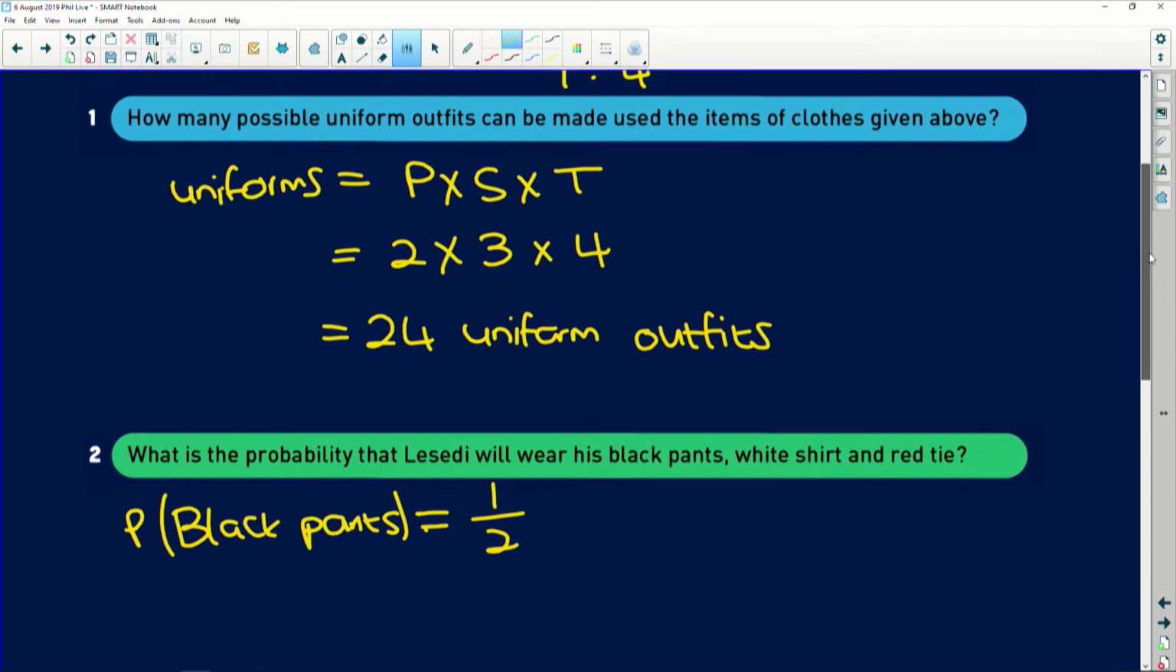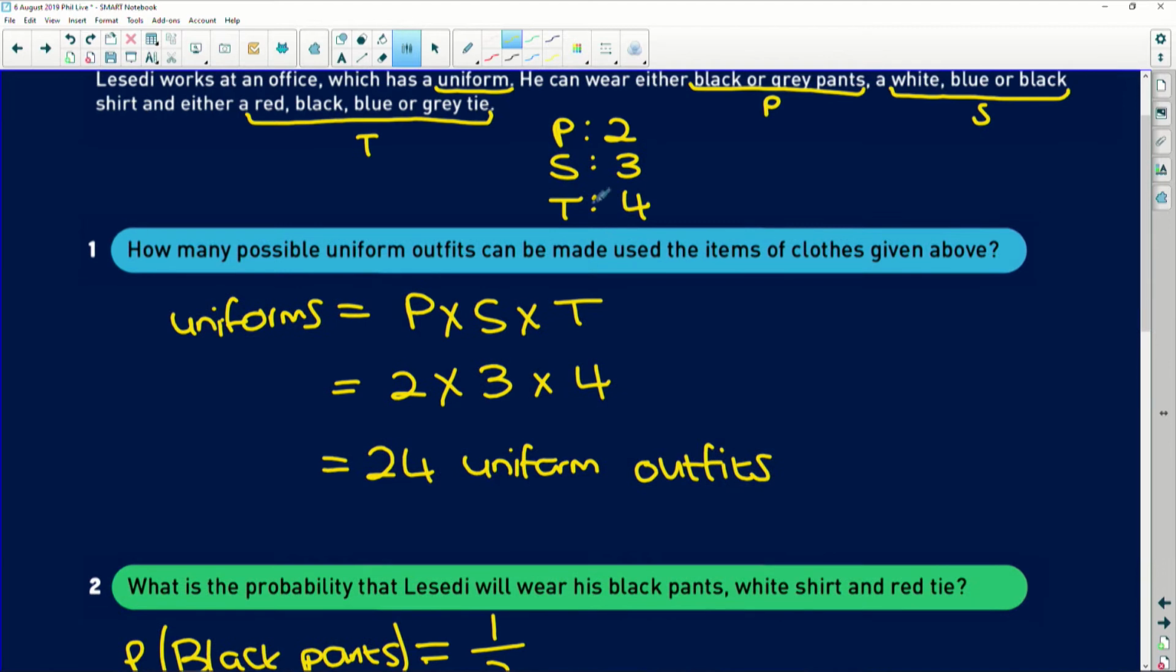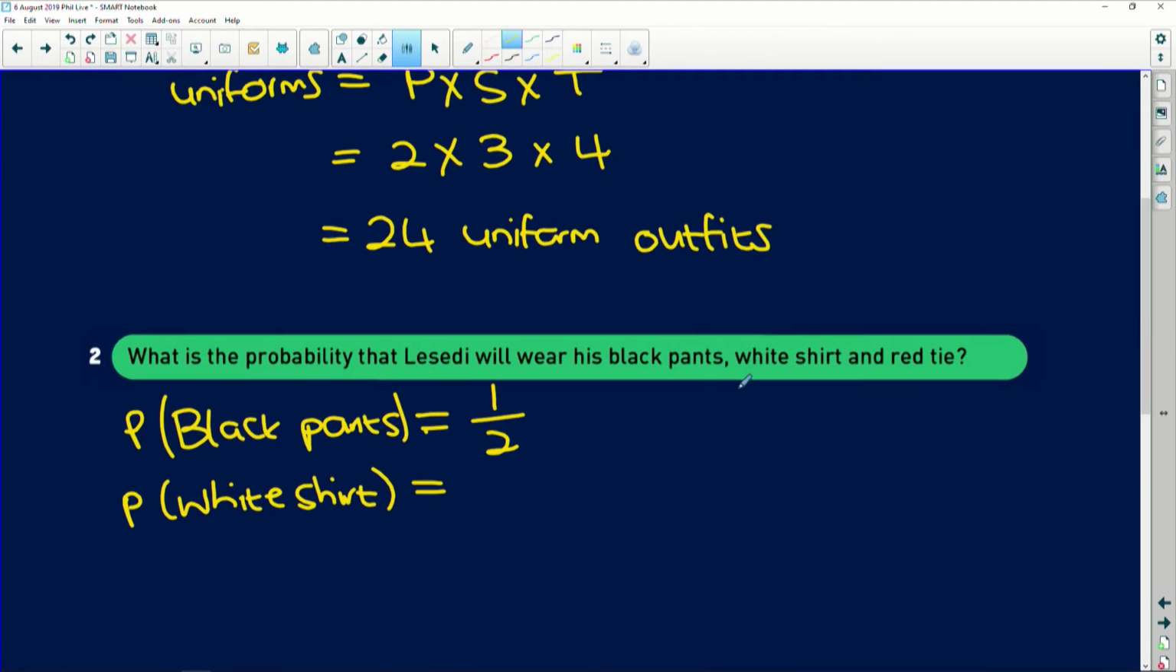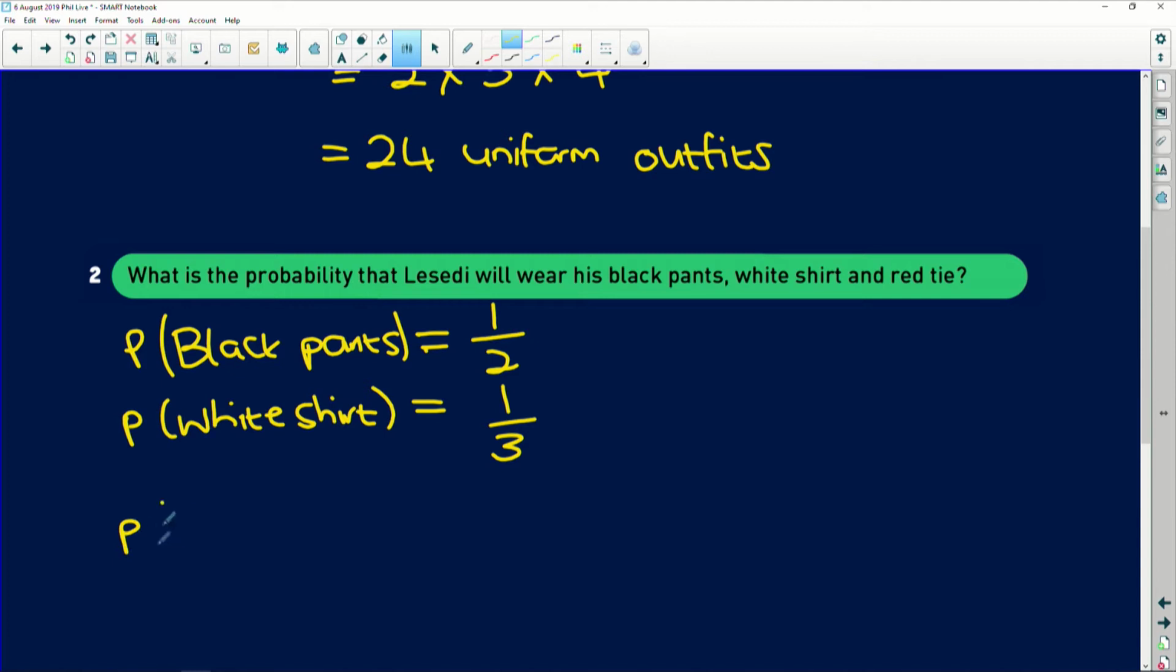Probability of his white shirt, same idea, he's got 3 different colored shirts, remember? 3 from over here. But he's choosing specifically one of them. So it's going to be 1 out of 3 possible options. And lastly, the probability of him wearing his red tie. Remember, he has 4 different colors of tie, so it's 1 out of 4.